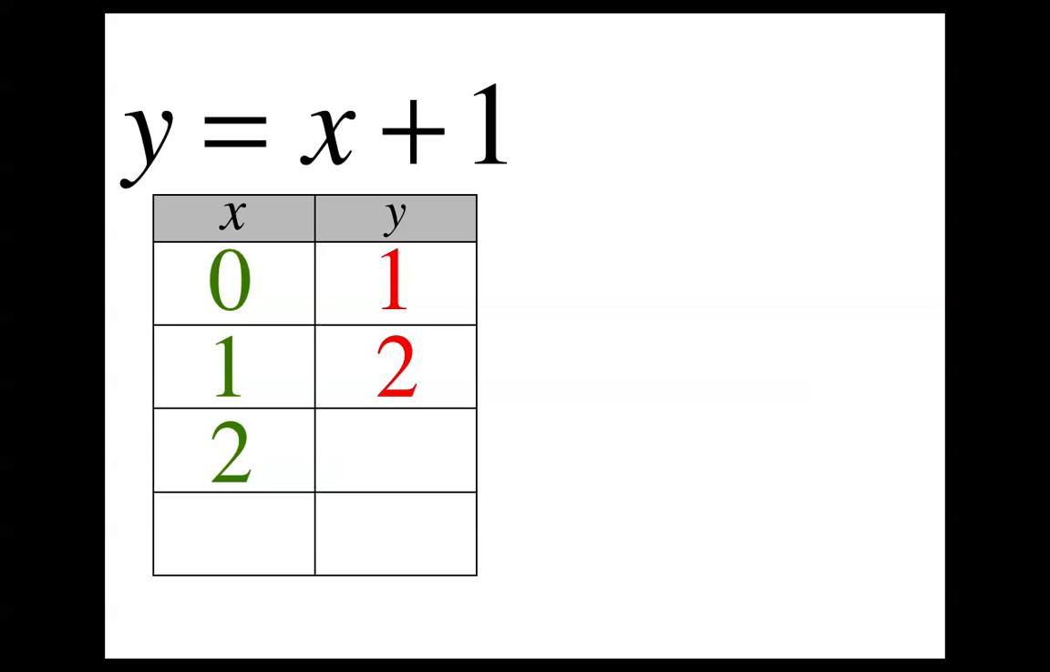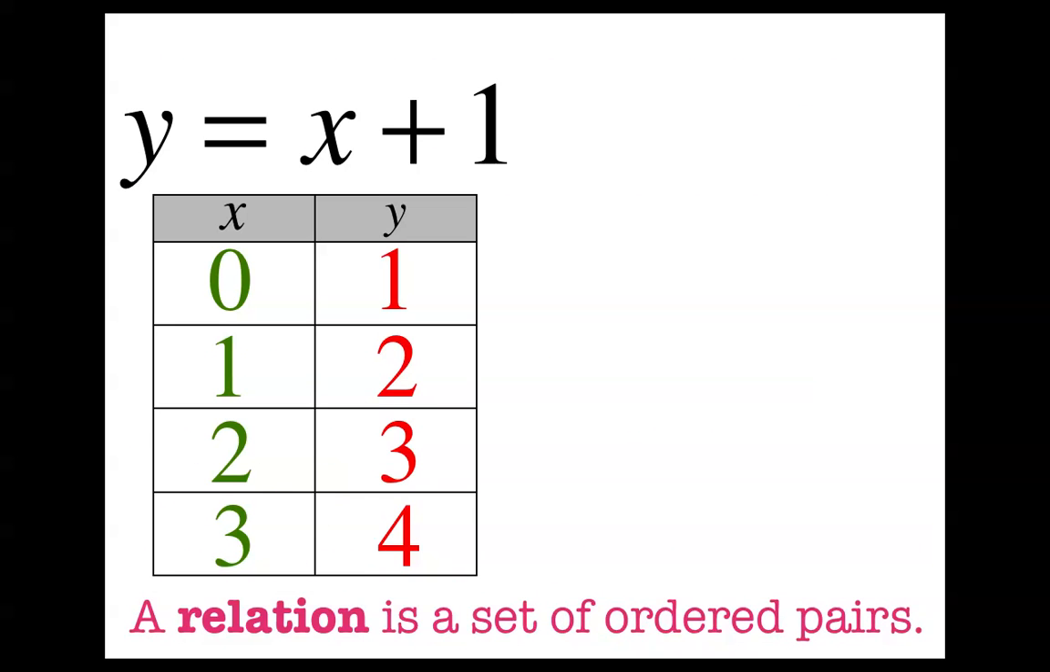And if you plugged in 2 for x, then y would equal 2 plus 1, which is 3. And if you plug in 3 for x, y would equal 3 plus 1, which is 4. And we've done this before. And we've actually even used this to turn that equation into a line on a graph. What I want you to see now is that this is called a relation. A relation is a set of ordered pairs. It's pairs of numbers that make that equation work.